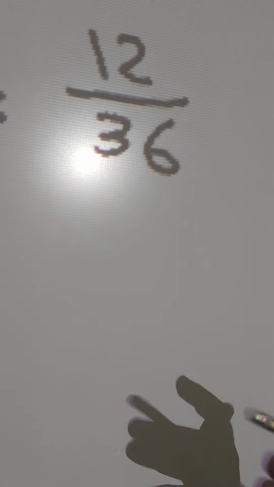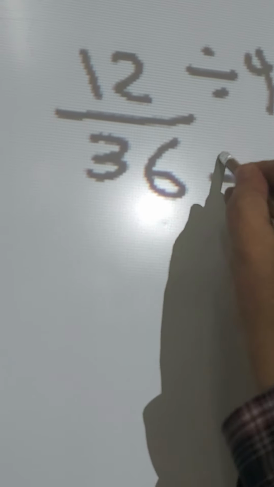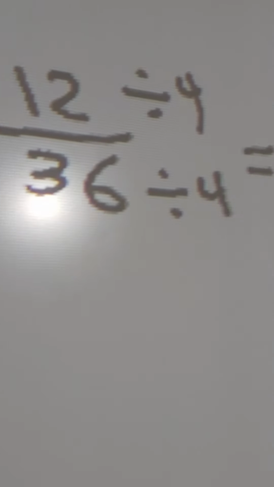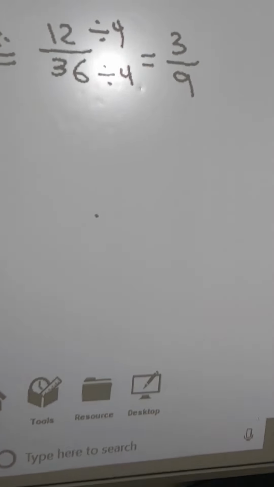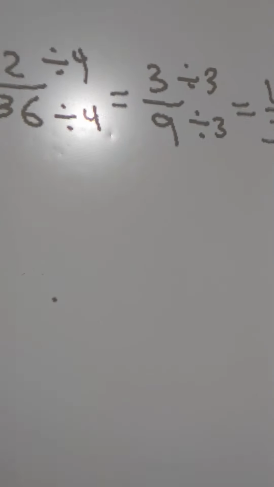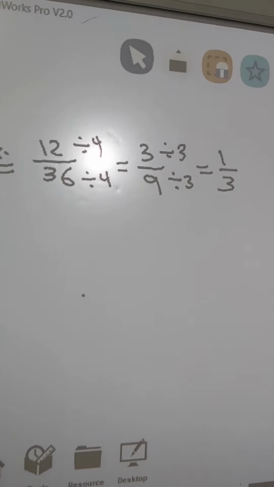So let's choose 4. Both numbers here can be divided by 4. So divide by 4, divide by 4. It will be 3 over 9. Now 3 and 9 can both be divided by 3. So divide by 3, divide by 3. It will be 1 over 3. So the simplest form of 12 over 36 is 1 over 3.